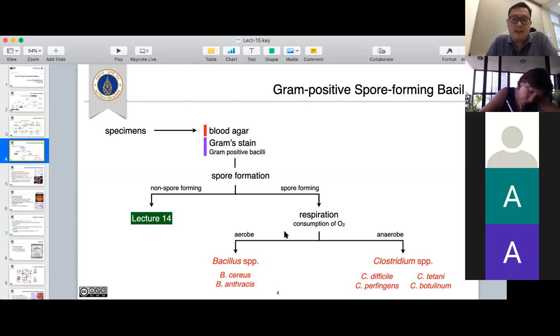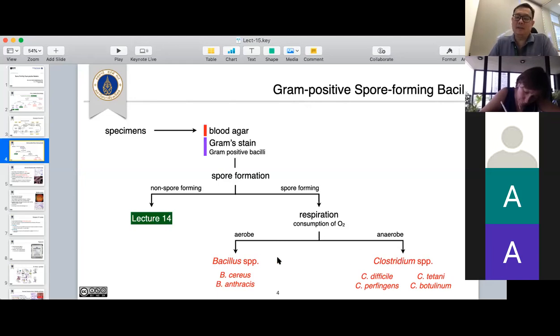For aerobic bacteria, we point to the genus Bacillus. For anaerobic bacteria, we point to the genus Clostridium. Okay. Genus Bacillus is very huge. Genus Clostridium is also huge.